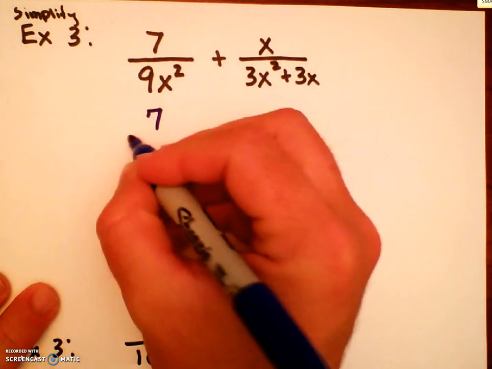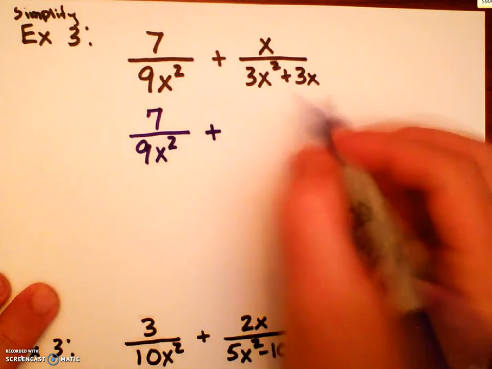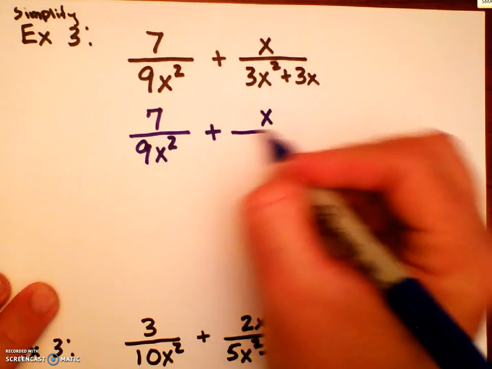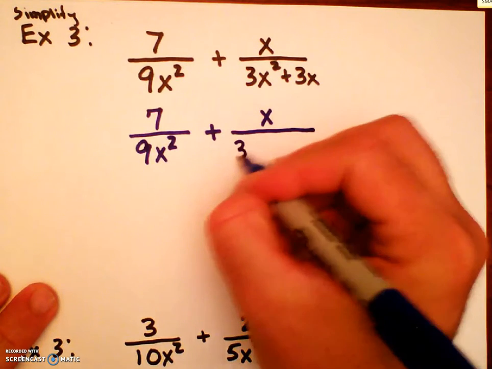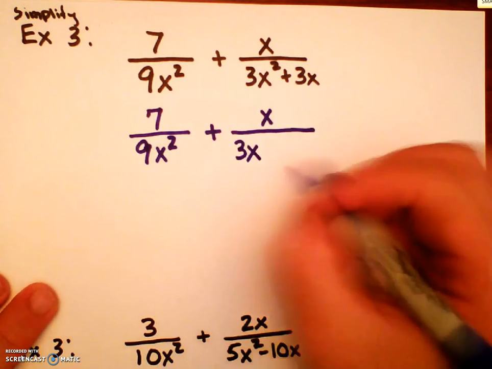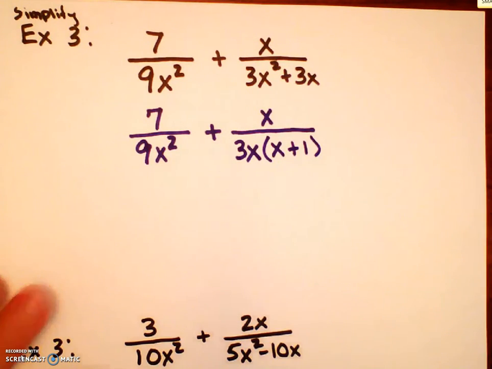I'm going to leave it alone. But I can factor the bottom of the right fraction. Between 3x squared and 3x, I can remove a common factor of 3x. And if I do that, I'm left with x plus 1. So that's your first step. Every adding and subtracting question, factor the denominators.